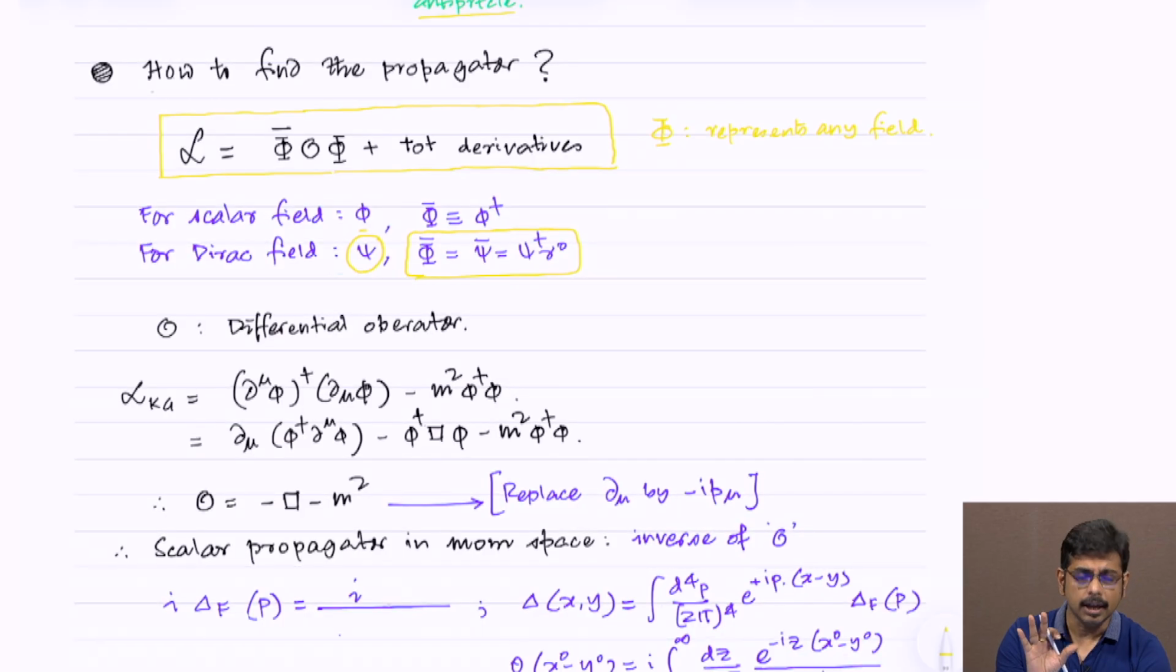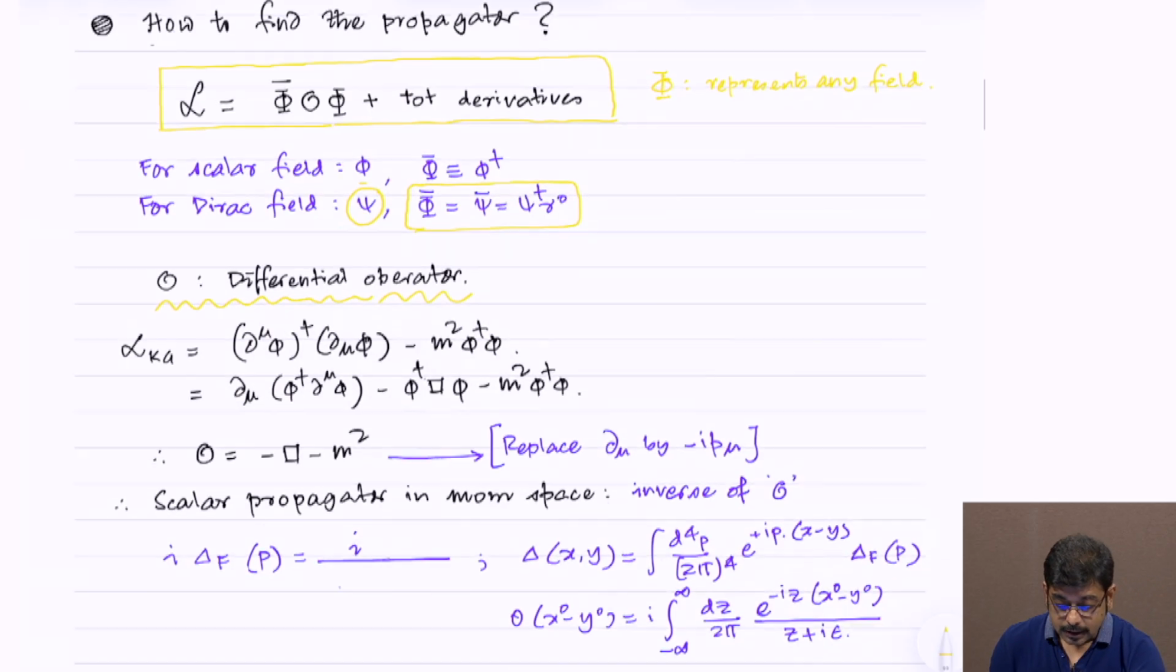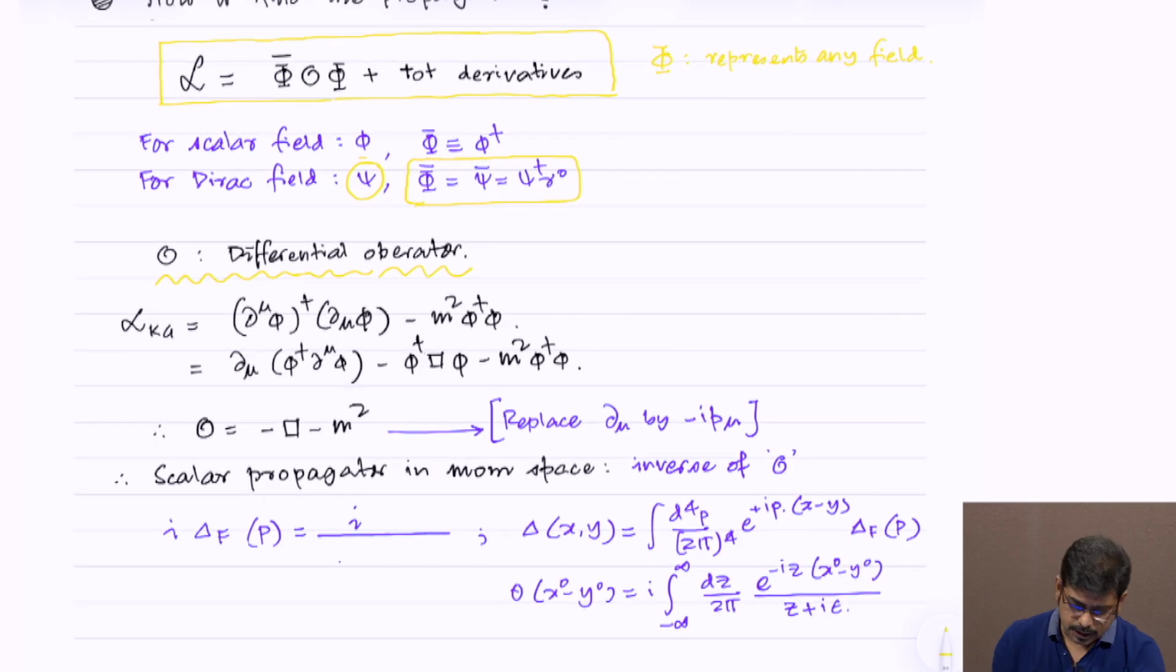Of course, the Lagrangian will involve primarily the kinetic term, the mass term, and the interactions, the way that we have seen in QED. So this O is primarily a differential operator. It involves derivatives, and this is in general true. Now, let us take an example and see how this works.